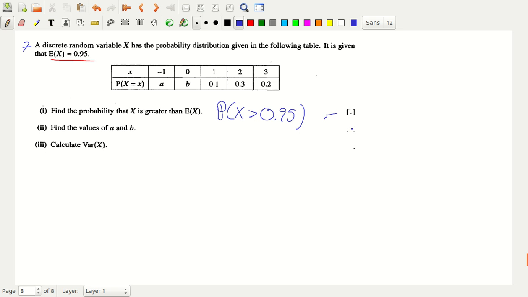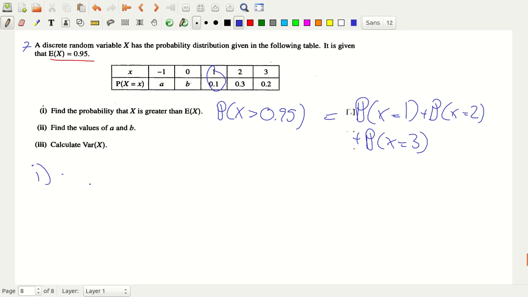That's the same as the probability that X equals 1 plus the probability that X equals 2 plus the probability that X equals 3. Those are the only ways it can be bigger than 0.95. I'm allowed to add the probabilities together because these events are mutually exclusive, and I can read them off from the table. The probability that X equals 1 is 0.1, X equals 2 is 0.3, so the answer to part I is 0.1 plus 0.3 plus 0.2, which is 0.6.